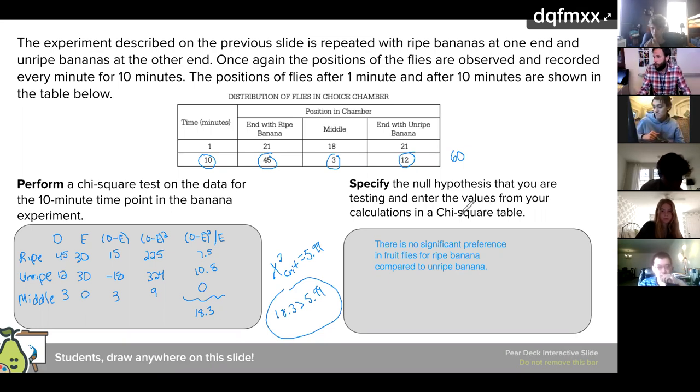So we've actually got our calculations for the chi-square table over here. And this is really the comparison that we're making. 18.3 is greater than 5.99. So we can reject the null hypothesis. So I want to respect the time that we have left. What questions is this bringing up before we transition?